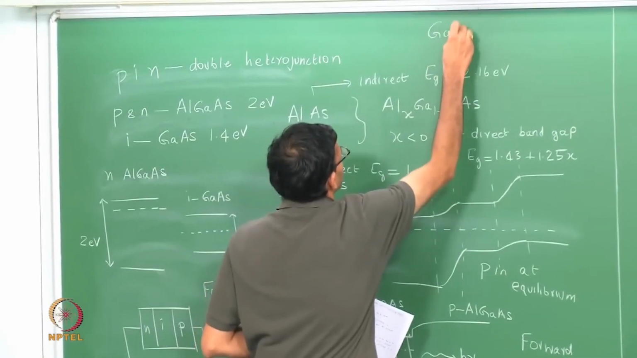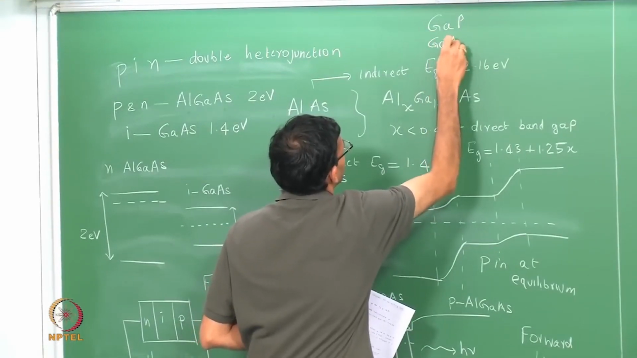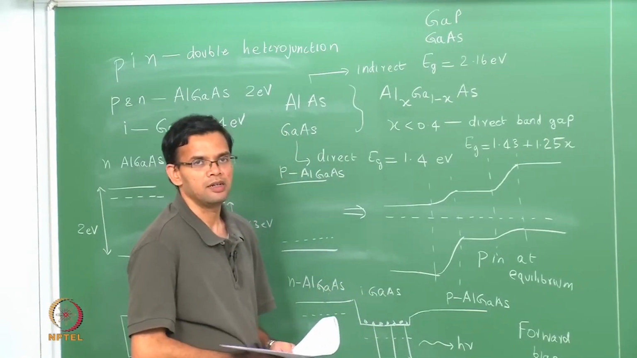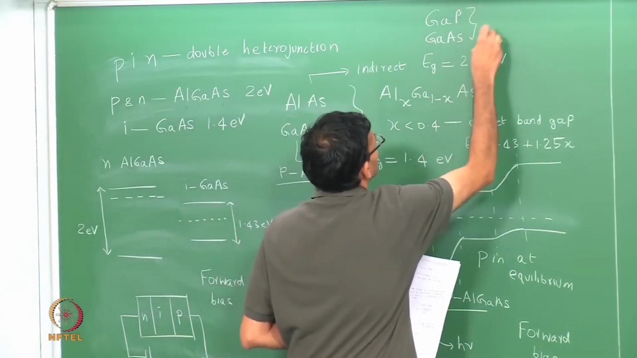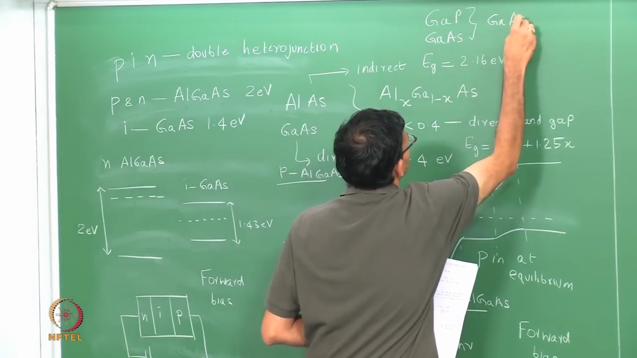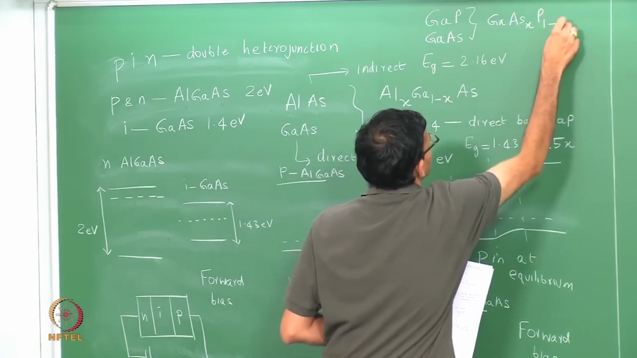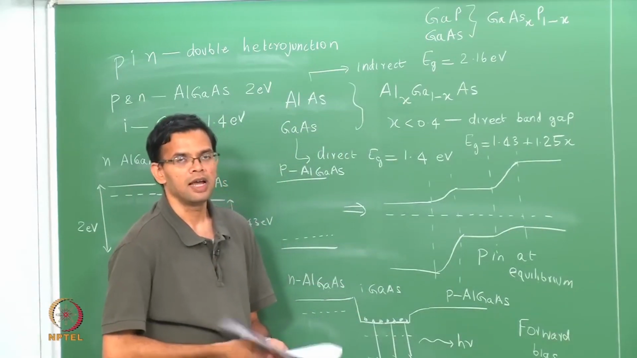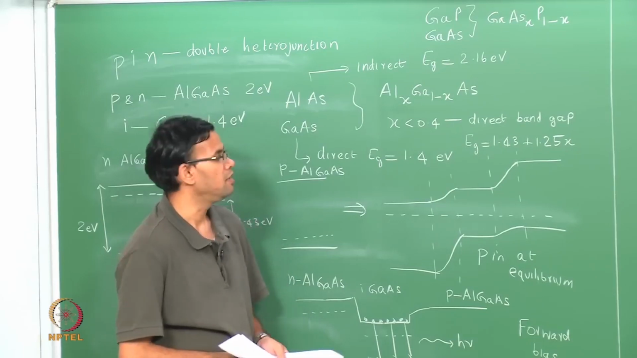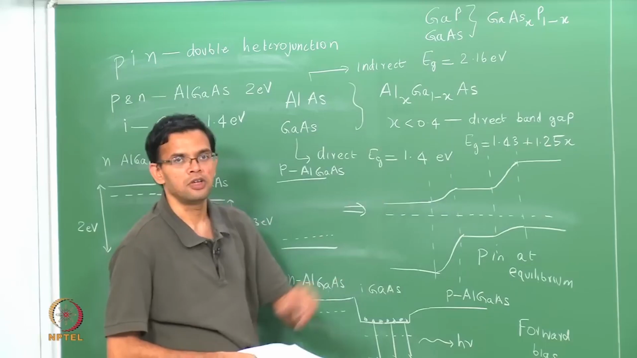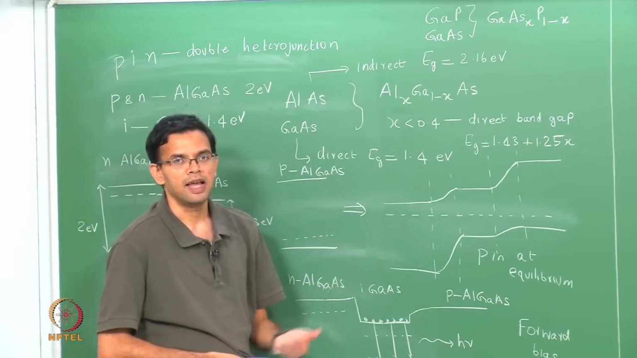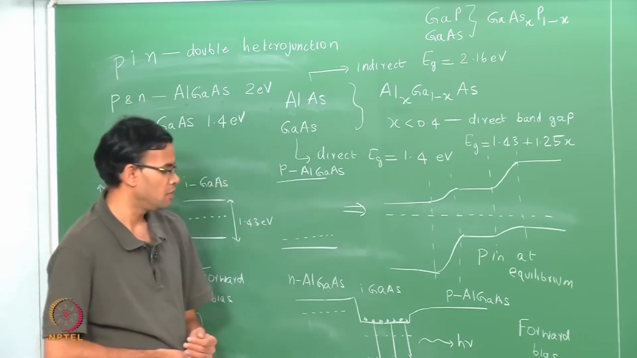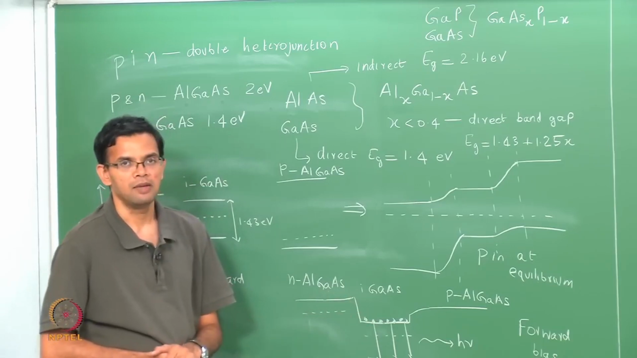So, I can have gallium phosphide and gallium arsenide. Gallium phosphide is an indirect band gap semiconductor, gallium arsenide is direct. Again, depending upon the value of x, you can have a direct or an indirect band gap material. So, once again using this, you can form a double heterojunction with gallium arsenide. Even there, the energy of the radiation that comes out will be equal to the band gap of gallium arsenide.